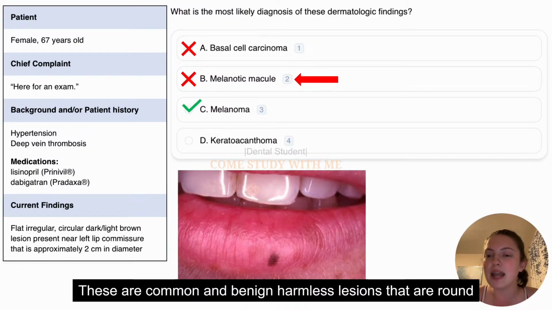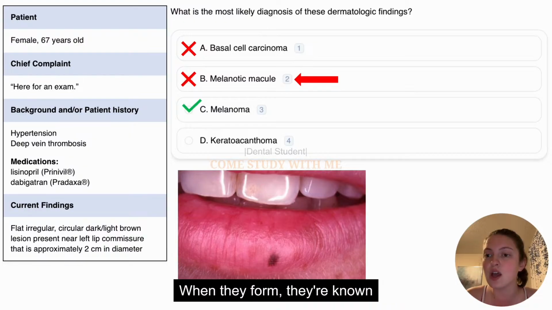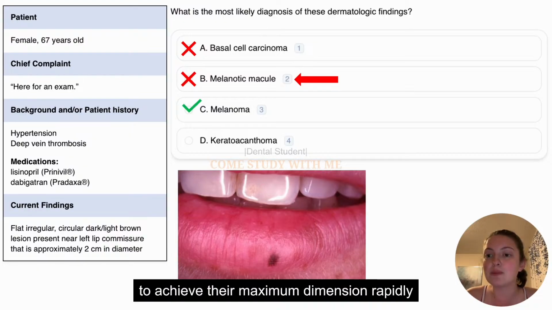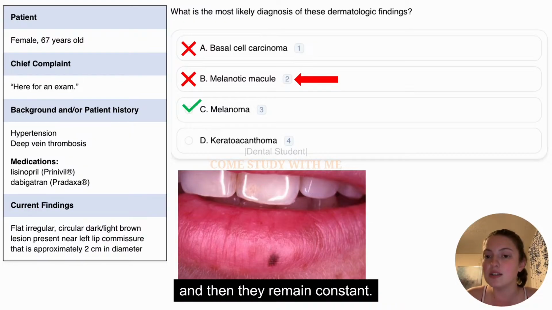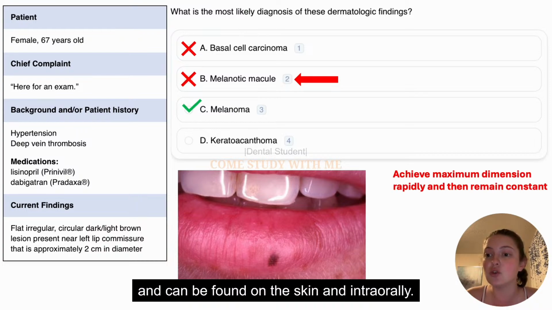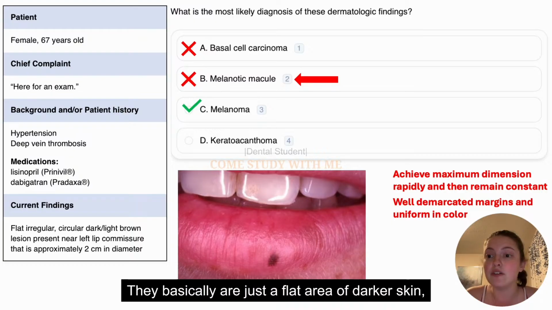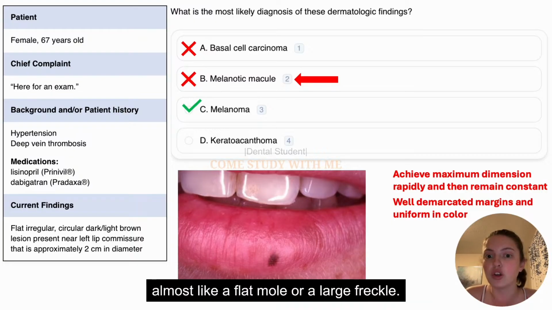These are common and benign, harmless lesions that are round to oval and are typically 7 millimeters or less. When they form, they're known to achieve their maximum dimension rapidly, and then they remain constant. These lesions are not dependent on sun exposure and can be found on the skin and intraorally. They have well-demarcated margins and are uniformly tan to dark brown.